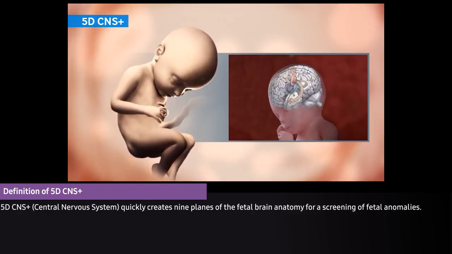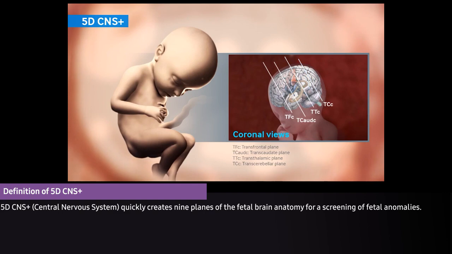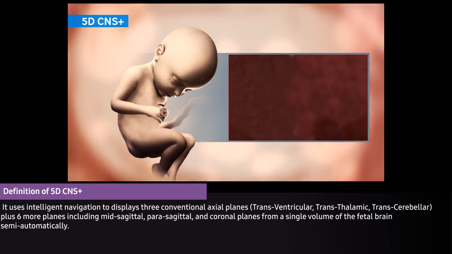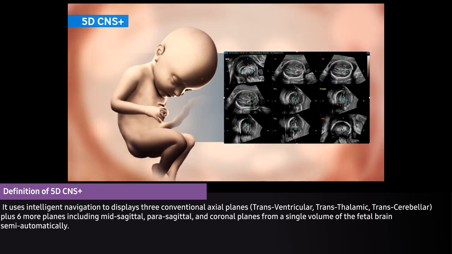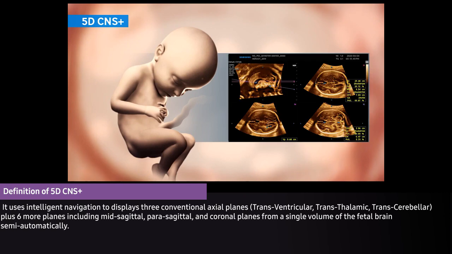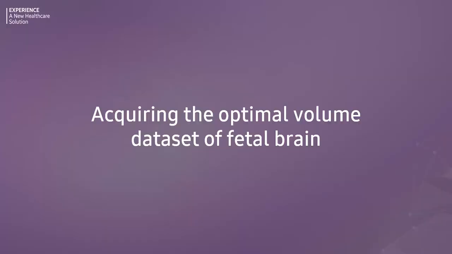5D CNS Plus central nervous system quickly creates 9 planes of the fetal brain anatomy for a screening of fetal anomalies. It uses intelligent navigation to display 3 conventional axial planes: transventricular, transthalamic, transcerebellar, plus 6 more planes, including mid-sagittal, parasagittal, and coronal planes from a single volume of the fetal brain semi-automatically.